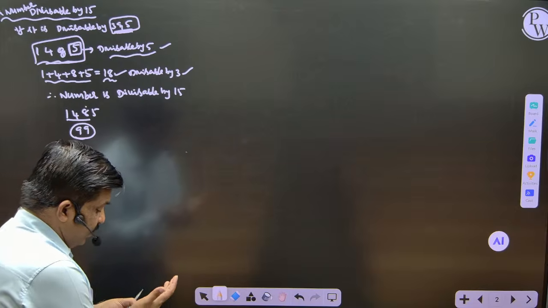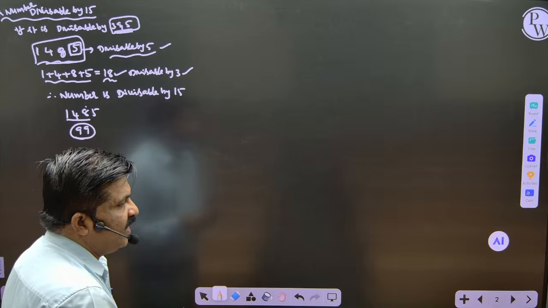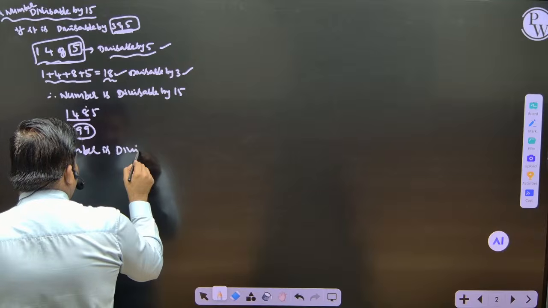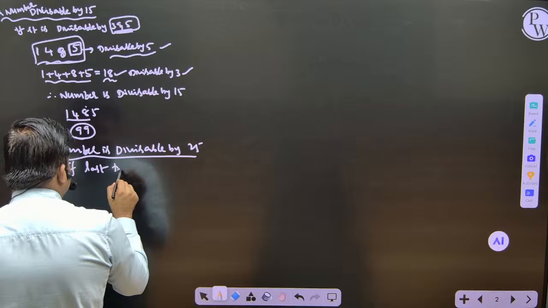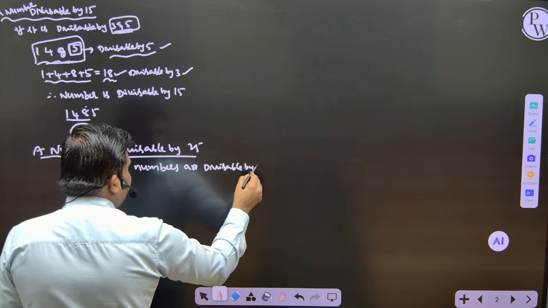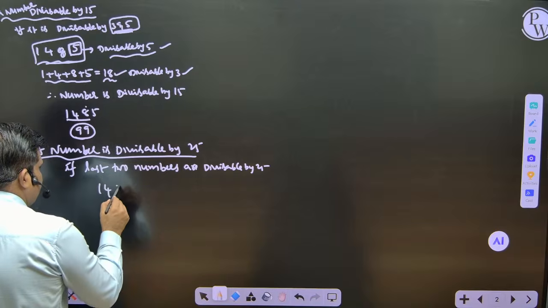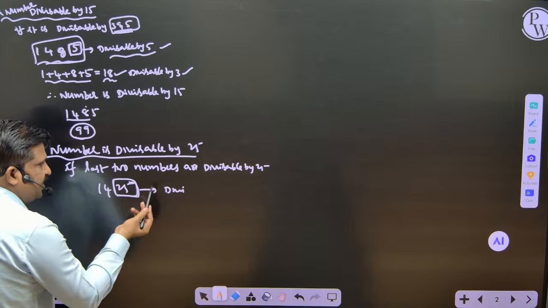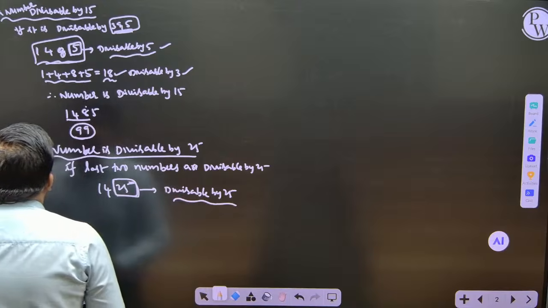And divisibility of 25. When we say that the number is divisible by 25, the last two digits are divisible by 25. A number is divisible by 25 if the last two digits are divisible by 25. 1425: the last two digits are 25. So it is divisible by 25. So the number is divisible by 25.